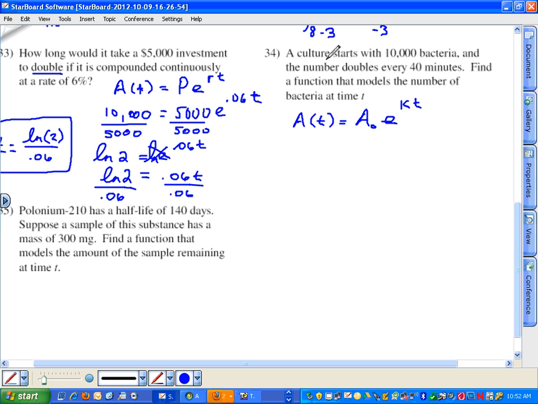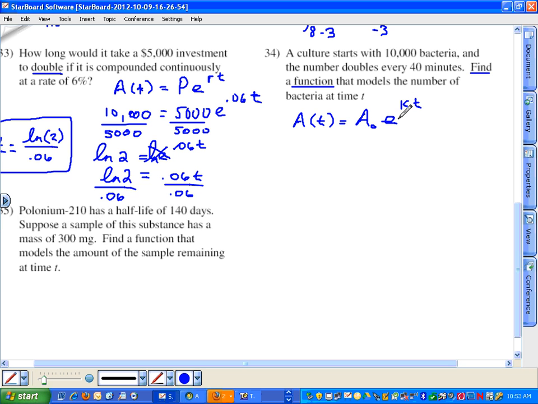So in 34 we're dealing with a bacteria culture that starts with 10,000 and it doubles every 40 minutes. So this is an exponential growth problem. What they're asking us for is to find a function that models the bacteria at time t. Now we have a formula right here, but in order to make it into a function there only can be one unknown, and the unknown that we want to have is t, because this needs to be a function of t, of time. So in order to make a function now, we need to find out an initial amount and our growth factor so that we can write this as a function.